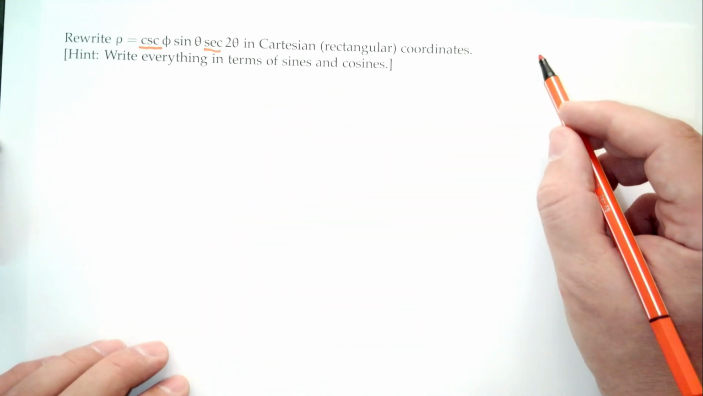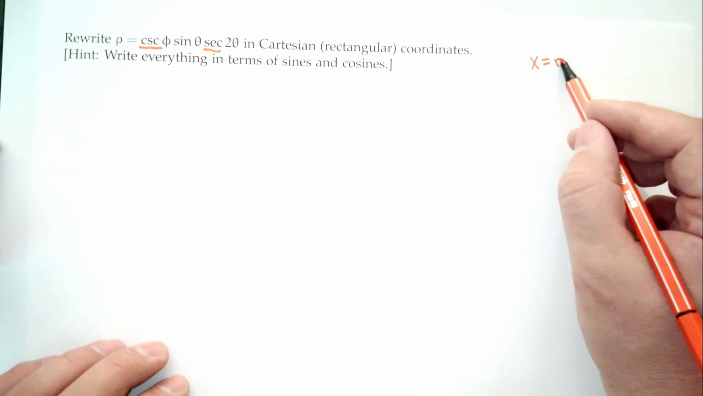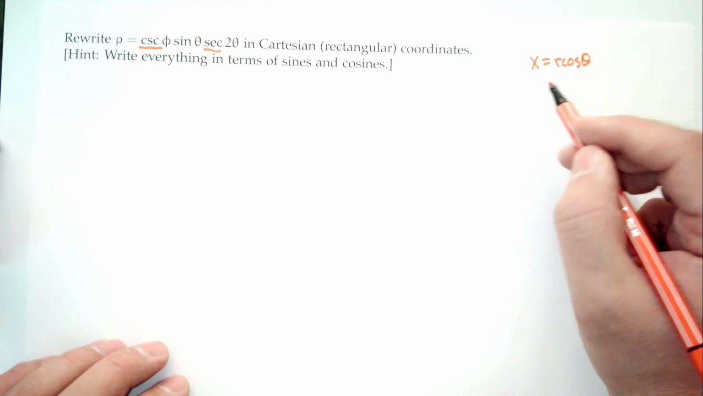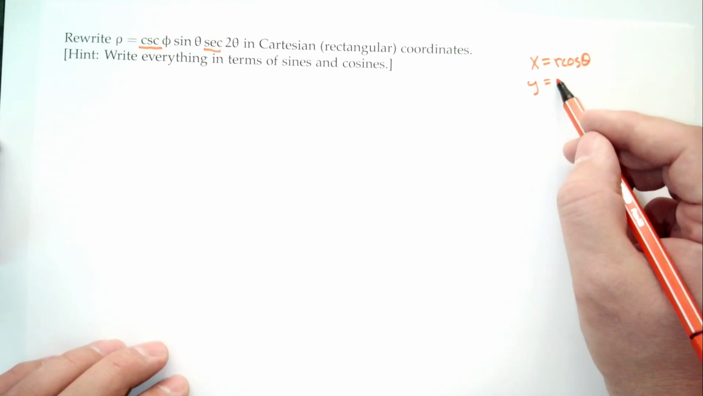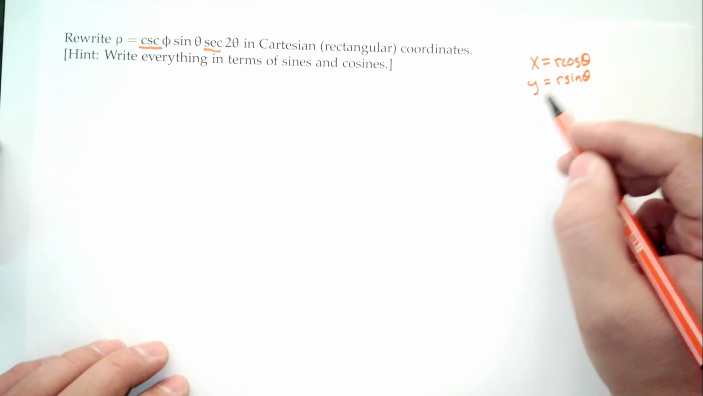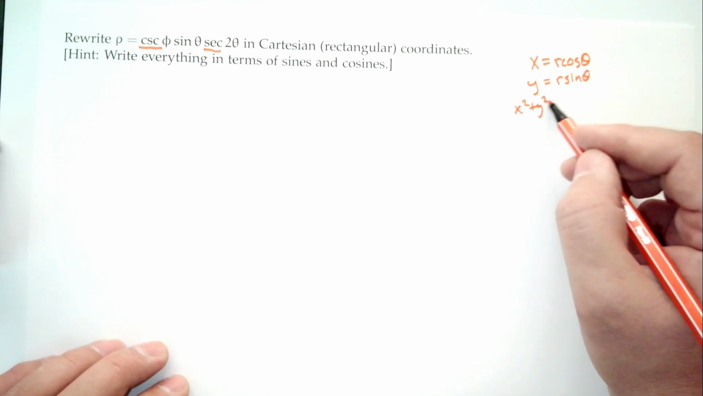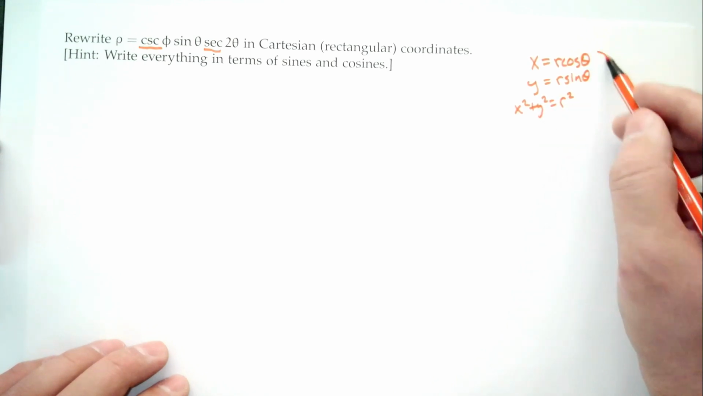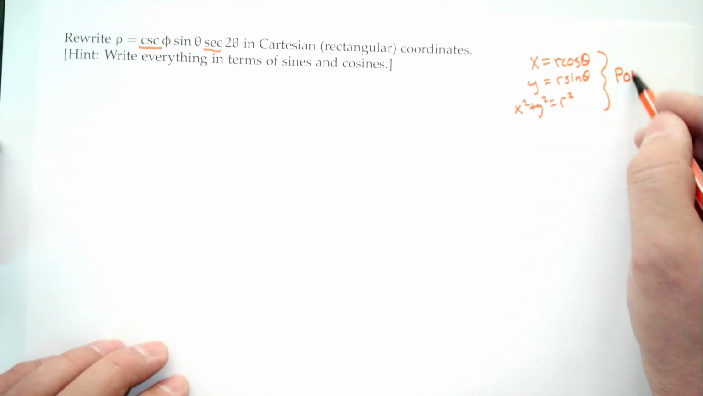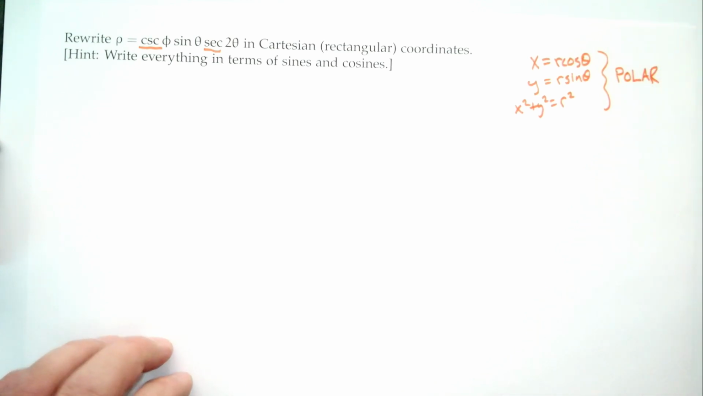So the handful of facts I remember, and they're enough to get me through all my conversions, is x equals r cosine theta, y equals r sine theta, and x squared plus y squared equals r squared. And thankfully, I learned this back when I took the last class, because this is just the polar formulas. So those aren't so bad to remember.